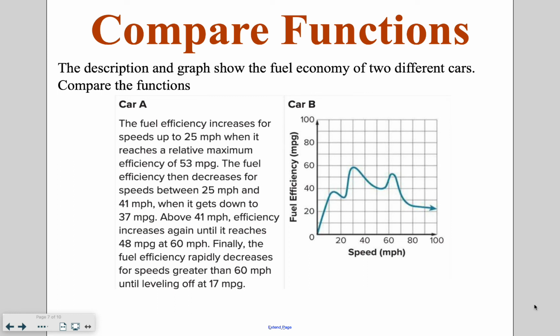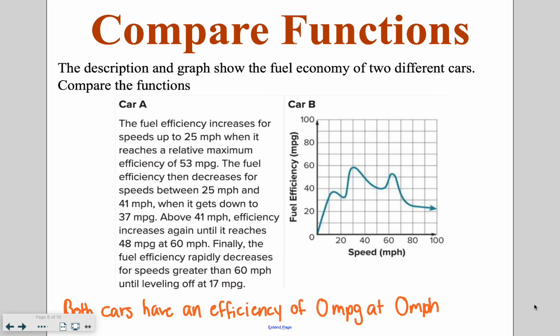Last example here, I'm going to have you go through and try a few of these on your own. So we are going to be looking at the fuel economies for two different cars. The first thing I want you to do is look at the intercept and compare those values. In this case, both cars have an efficiency of 0 miles per gallon at 0 miles per hour, so they have the same intercept to start their graph.